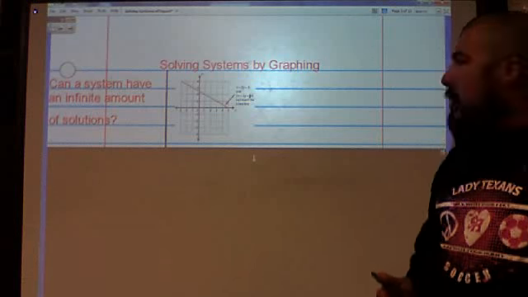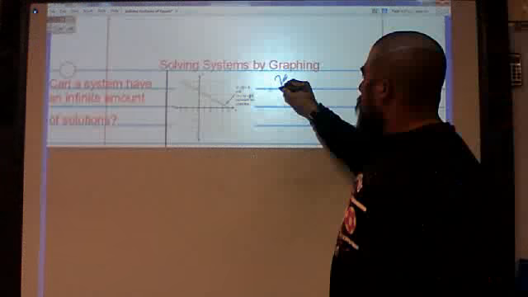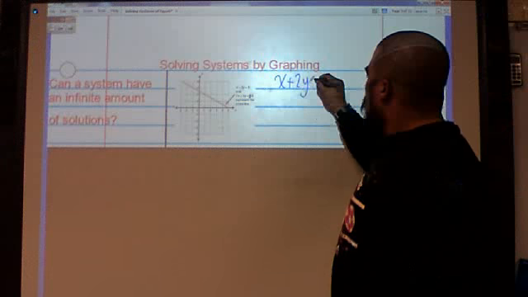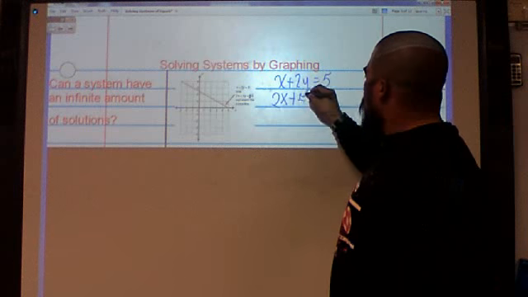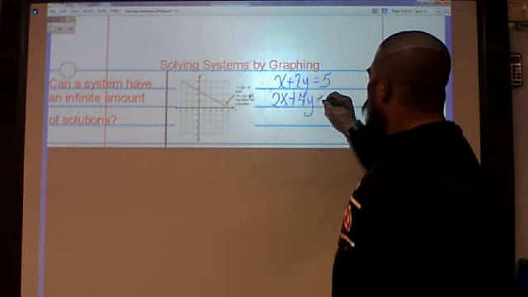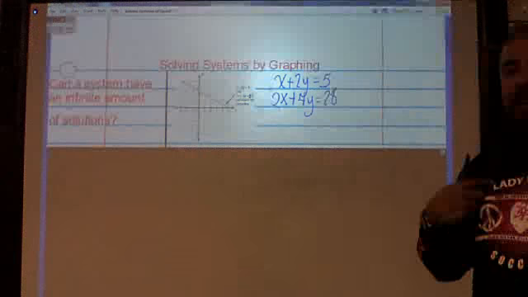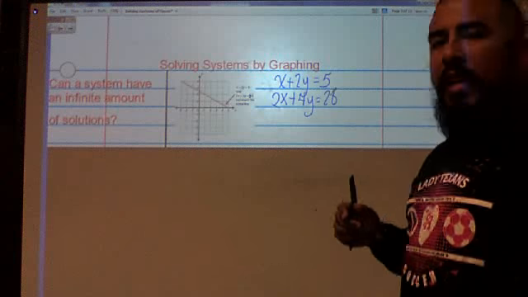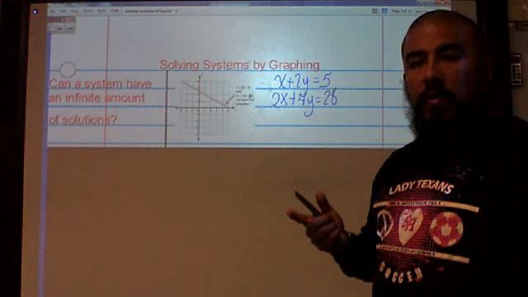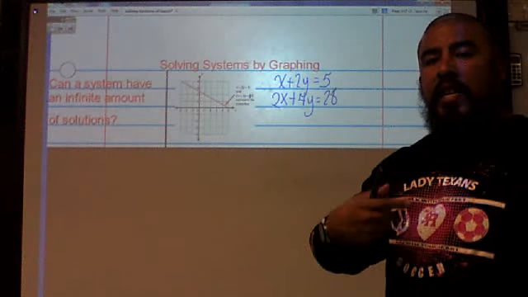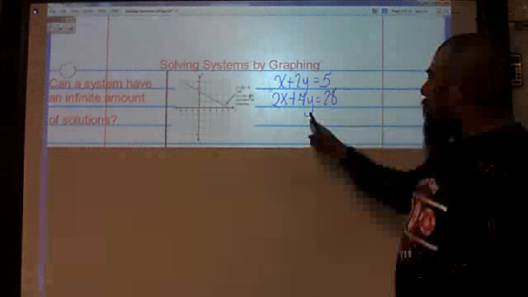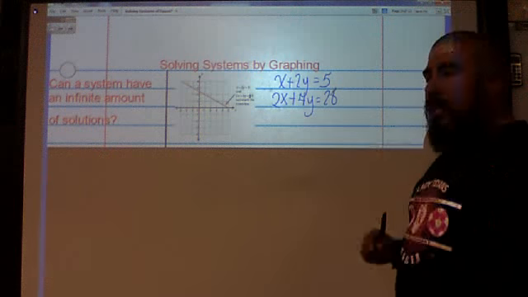Well, I have two equations: x plus 2y equals 5, 2x plus 4y equals 20. The first thing I need to do, I cannot tell if these lines are the same because they're not solved for y. I can't see if they have the same slope or the same y-intercept. So I need to solve for y. And I'm not going to go through the steps because we should already know how to do it.